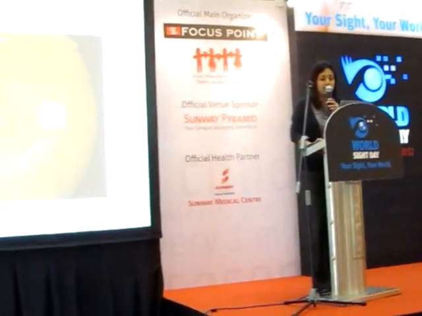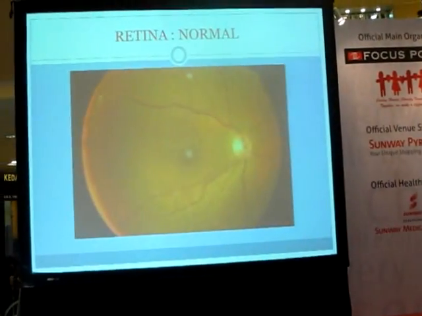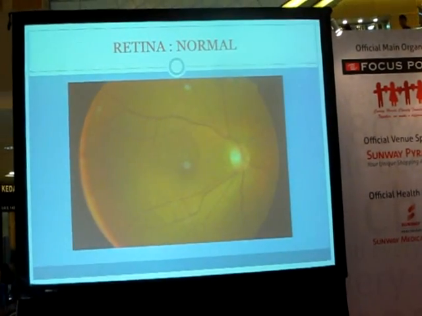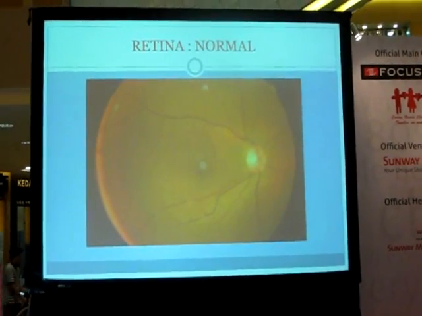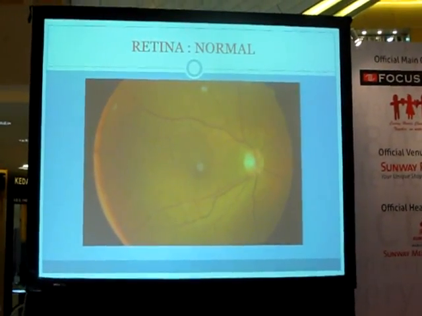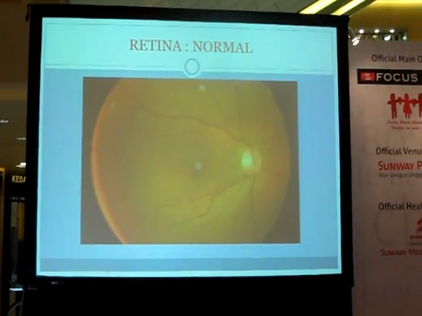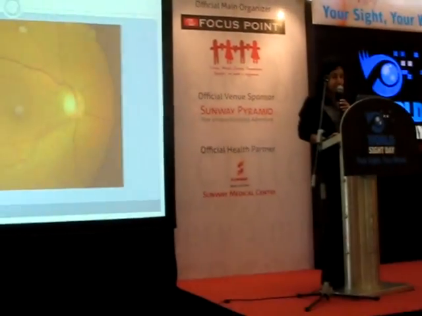So this is a normal photo of the retina. It looks very nice with all the blood vessels going from the round structure in the center, which is called the optic nerve, and this is a normal retina.